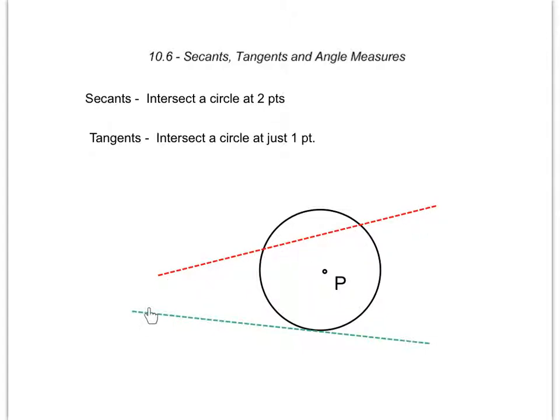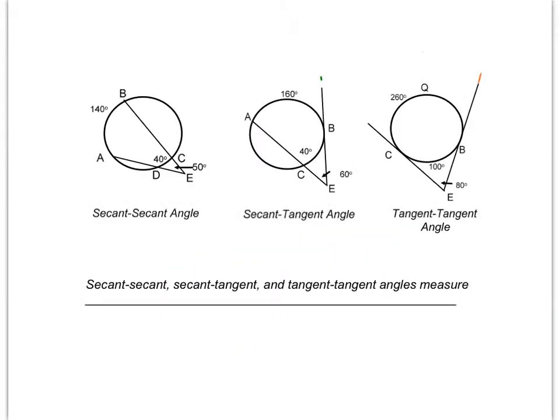This green line right here is a tangent. It intersects a circle just at 1 point right here. It just gives it a kiss. It just touches the circle, just gives it a little peck, right there at 1 point. There are 3 types of type 3 angles where the vertex is outside. The first one is the secant.